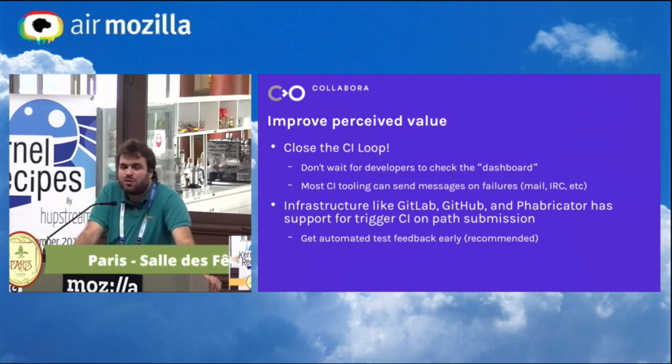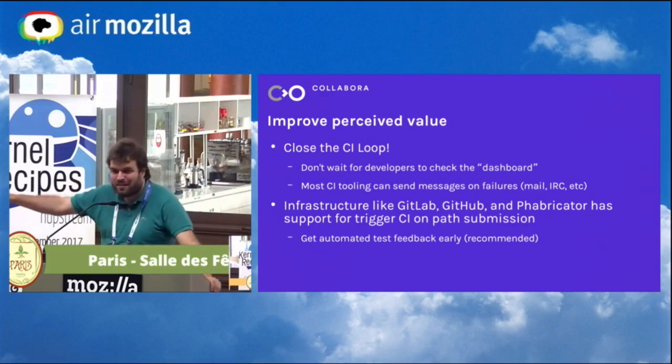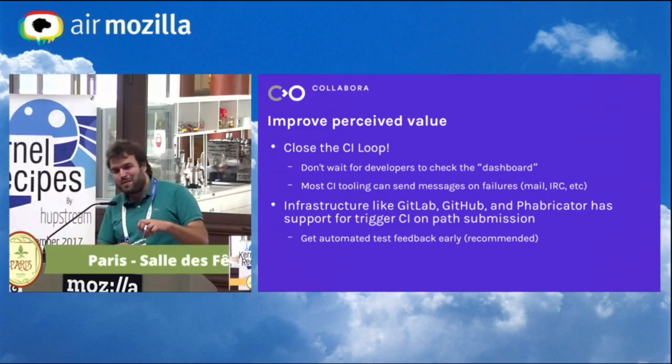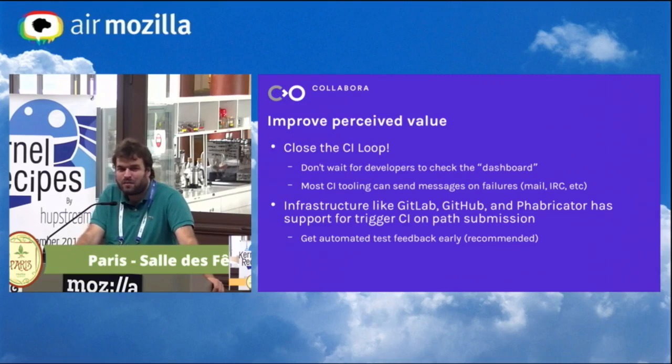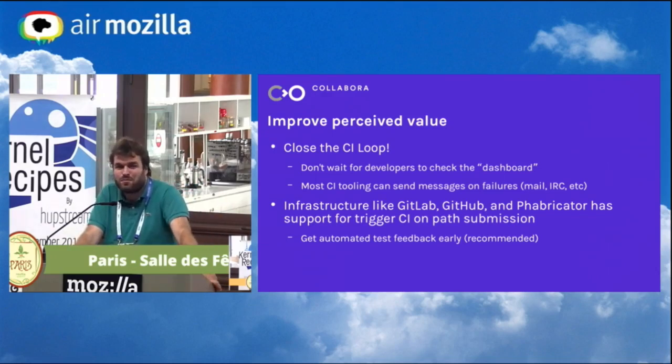So to improve the perceived value of continuous integration, it's really important to have the last step, and that's closing the continuous integration loop. Continuous integration, CI, is not a pipeline. It's not something that starts at one end and ends at the other. It's something that starts with the developer, goes around with lots of computers, and comes back to the developer. It's to tell the developer that there is a problem. If the developer is not told that there's a problem, it will not get fixed. And then you have your dashboard that says red, red, red, red for 6 weeks, because no one has ever checked the dashboard.